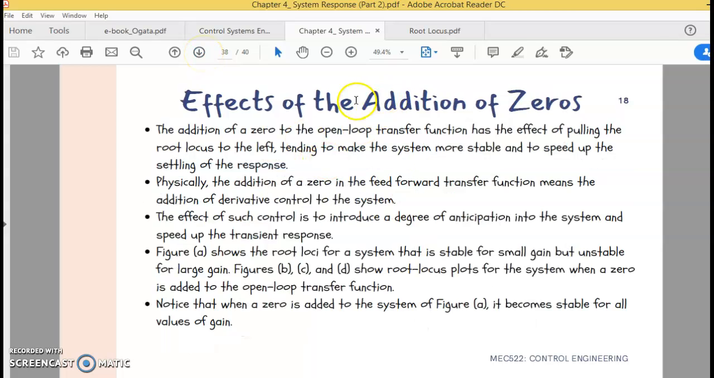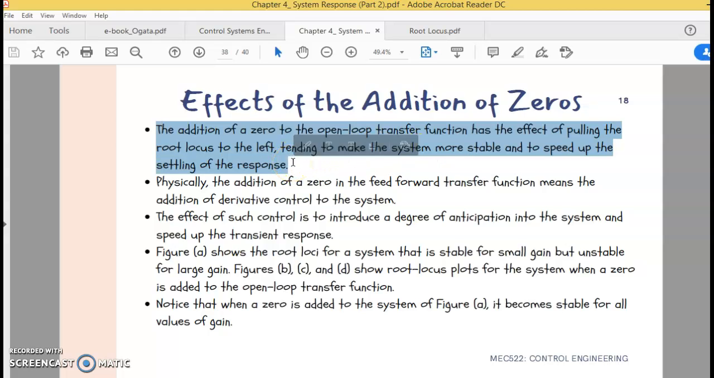And then the addition of zero, what happen? Dia adalah vice versa dengan addition of pole. So the addition of zero to the open loop transfer function has the effect of pulling the root locus to the left, tending to make the system more stable and to speed up the settling of the response. So maksudnya dia vice versa.